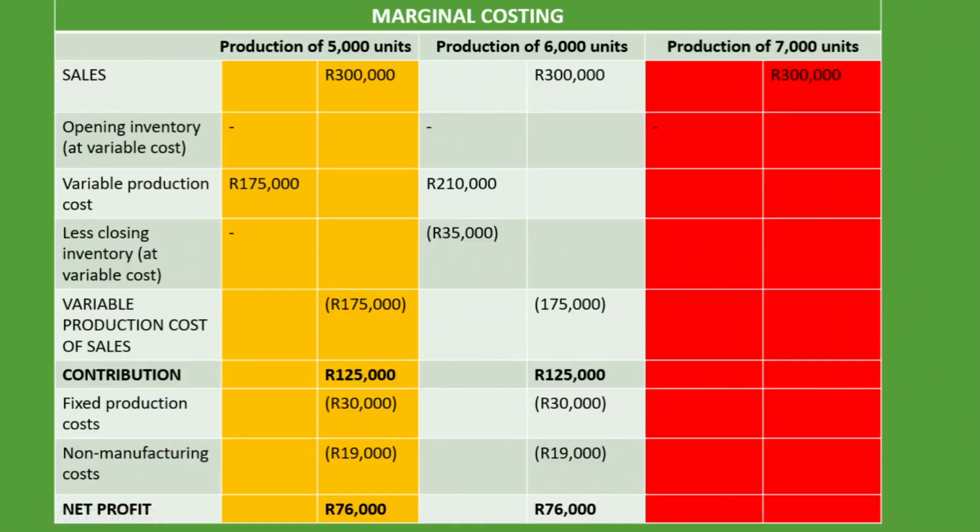Regardless of how many units you produce, the net profit will remain the same. And that's because you're expensing the full production cost, and the closing inventory is only with the variable cost. There is no fixed production cost tied to it.